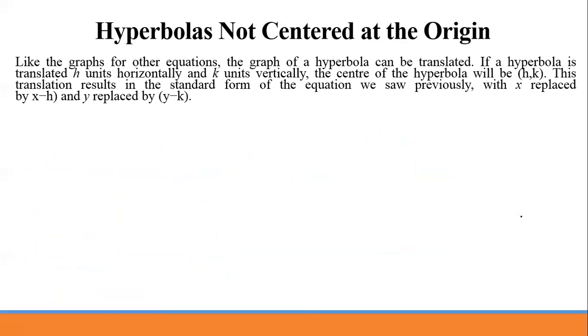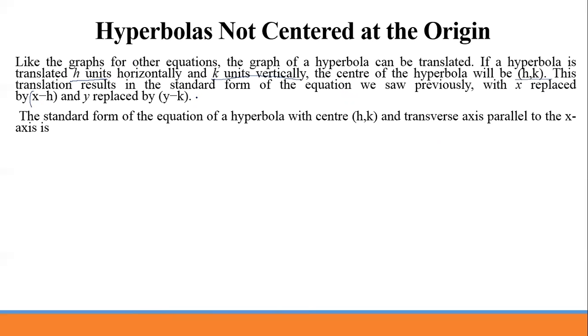Now we have hyperbolas not centered at the origin. Like the graphs for other equations, the graph of a hyperbola can be translated. If a hyperbola is translated h units horizontally and k units vertically, the center of the hyperbola will be (h, k). This translation results in the standard form of the equation that we saw previously, with x replaced by x minus h and y replaced by y minus k.